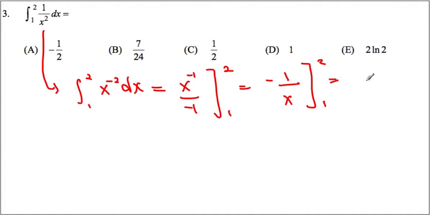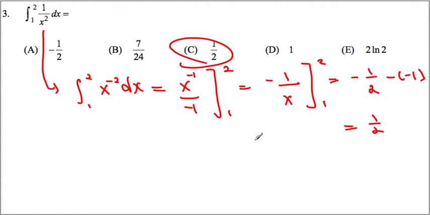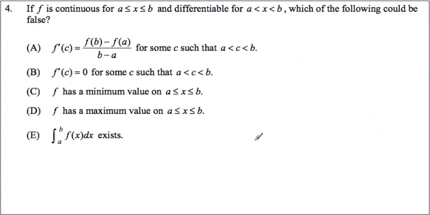If you plug in 2, we end up getting -1/2. Minus, if you plug in 1, we get -1. Then when you combine them together, we get +1/2, which is choice C. How about number 4? If f is continuous and differentiable, the fact that both of them are true means we are looking at continuous and smooth, which of the following could be false.